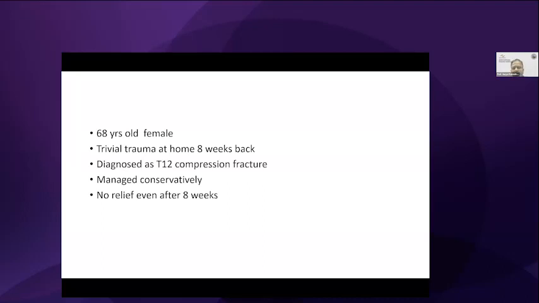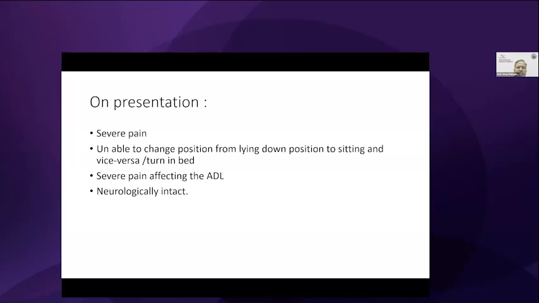She was given a brace and she was just about up and about after 3 to 4 weeks, but she had no relief even after 8 weeks. That's when she came to me. On presentation, she had severe pain.